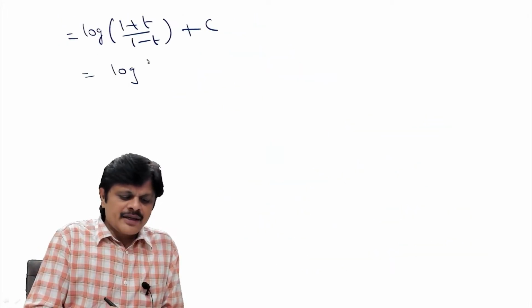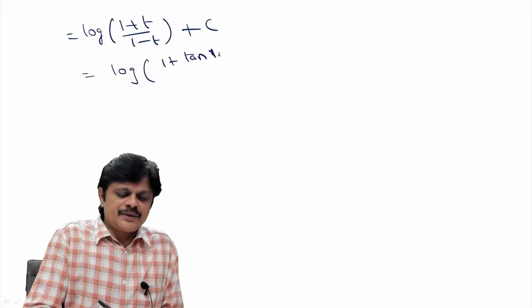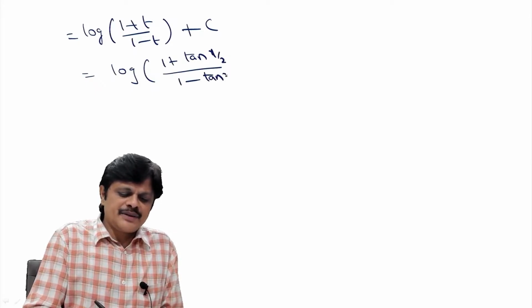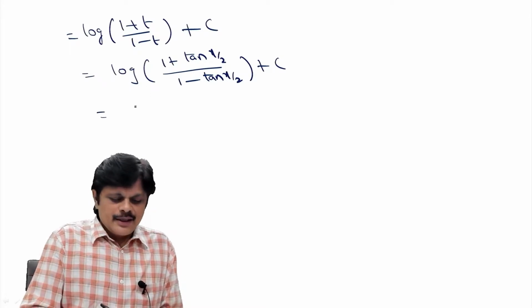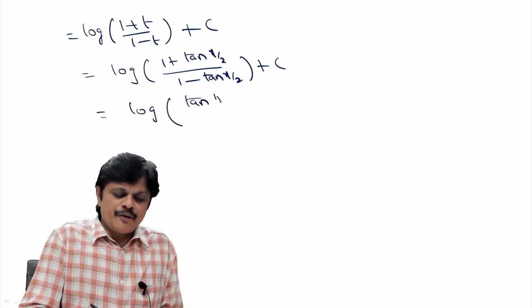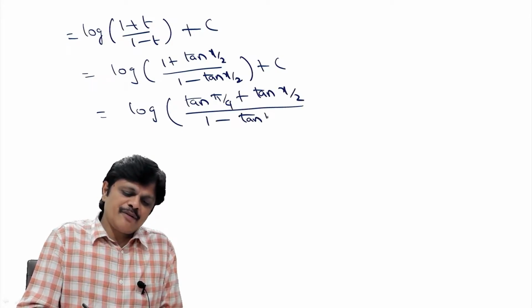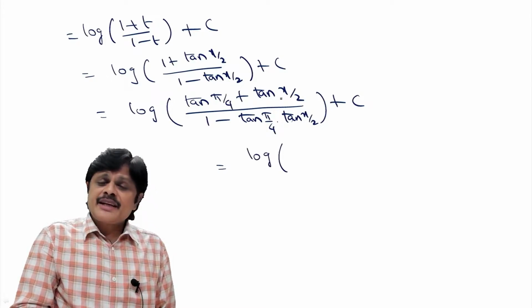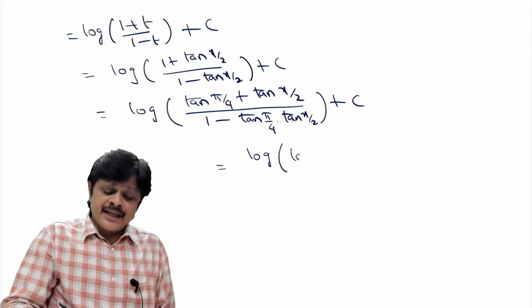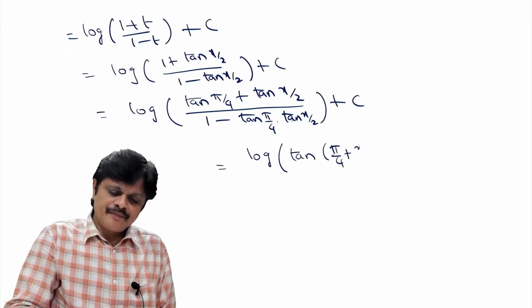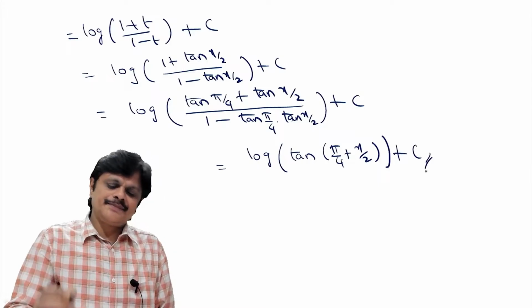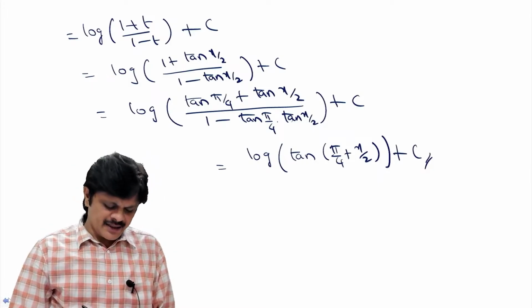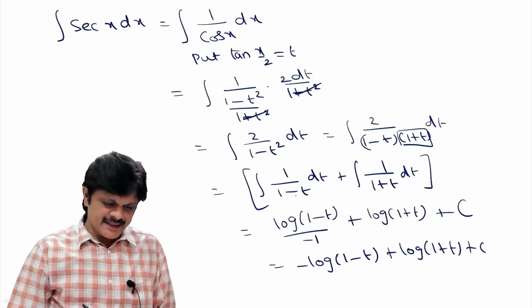Okay. And that is nothing but, what is t? Tan x by 2, 1 minus tan x by 2 plus c. This can be written as log of tan pi by 4 plus tan x by 2 by 1 minus tan pi by 4 into tan x by 2. So now this is log of tan a plus tan b by 1 minus tan a tan b is tan a plus b, and that is the answer. Okay, this is how we get that particular answer. You can try the same idea for integral cosecant x dx also.